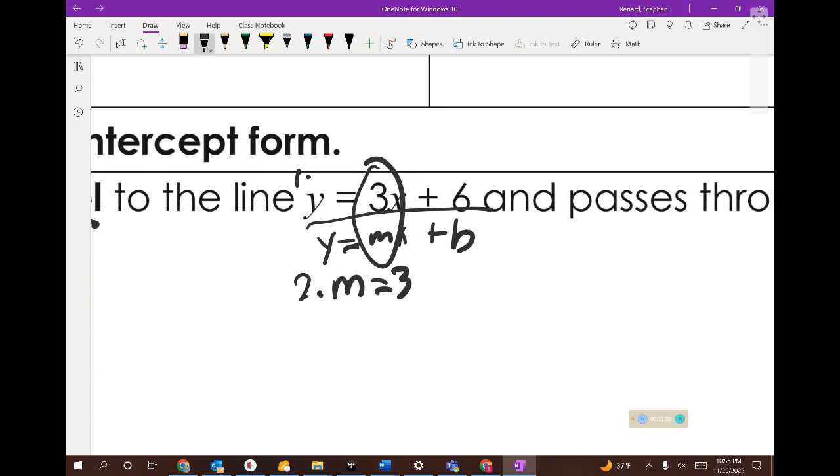So we know that the line we're looking for, step 3, is identify the slope that we're using. Here, our slope is going to be 3 again. If it's parallel, it's the same. If it's perpendicular, it's the negative reciprocal.